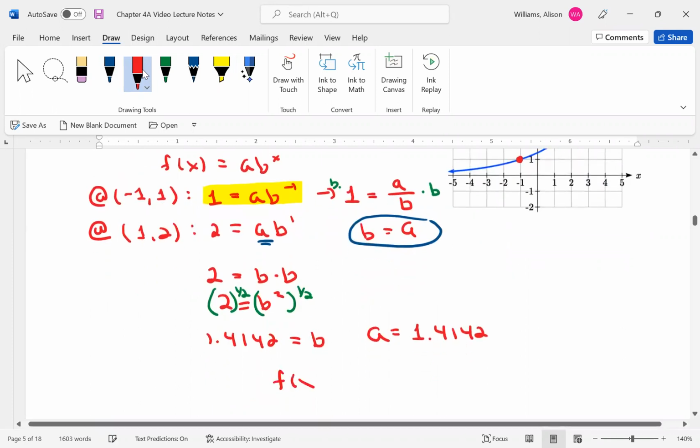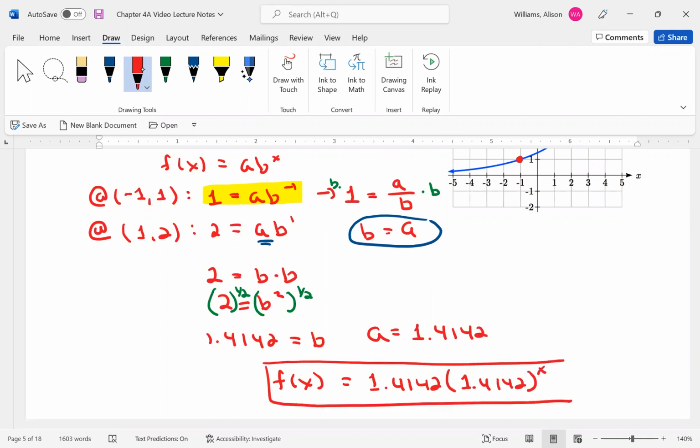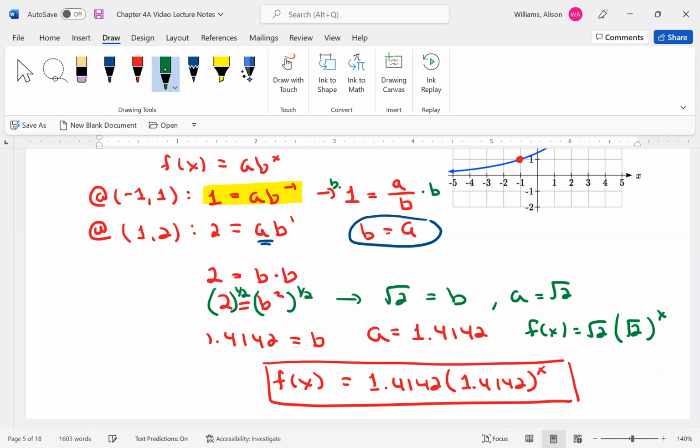Okay, so there's our equation: f of x equals 1.4142 times 1.4142 to the x. Because it ended up working out so quickly, they might have actually written their final answer differently. If you wanted to be kind of cute, you could have left it as a square root and written that b is a square root and so is a. Therefore, the final answer could have been written as square root of 2 times square root of 2 to the x, which I don't know if it looks all that much better, but that's another way of writing the answer.